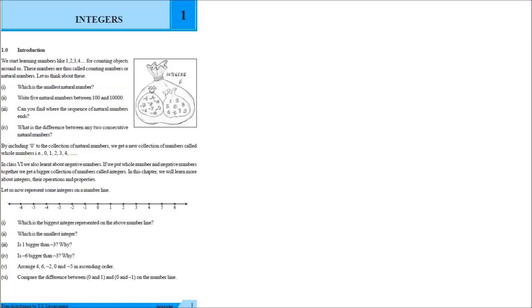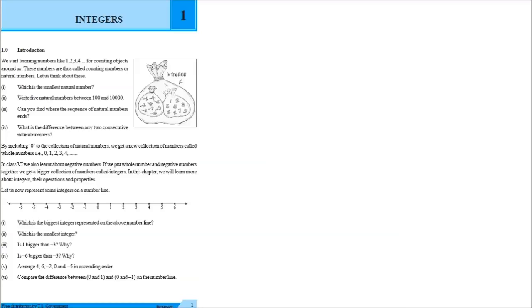Children, I would like to teach you chapter 1 today, integers. This is going to be an introduction class for integers. This is from State Board 7th class. This is Telangana State Board 7th class, chapter 1, integers.